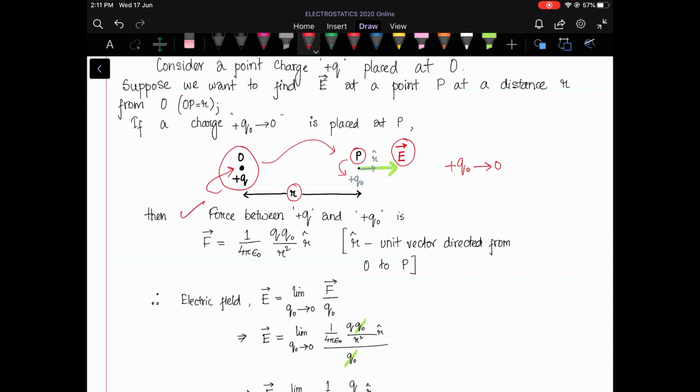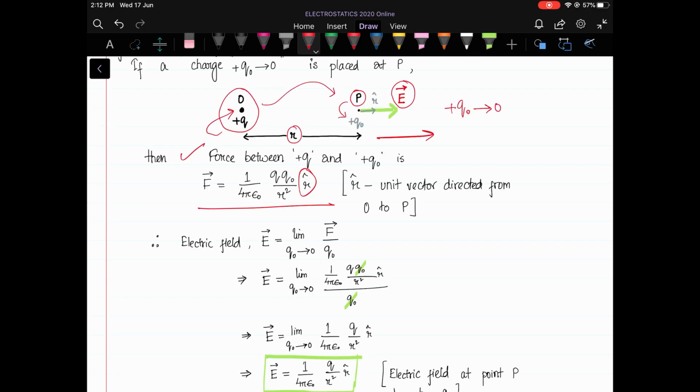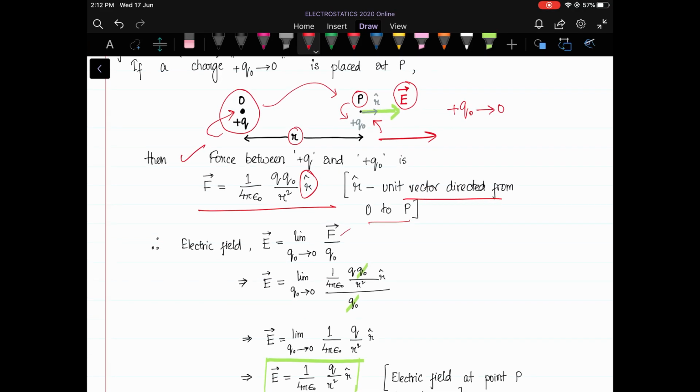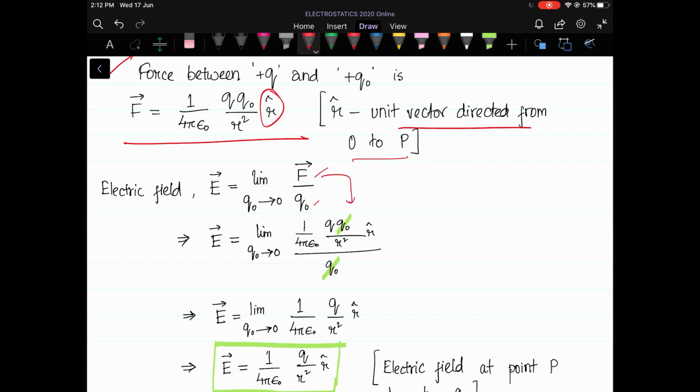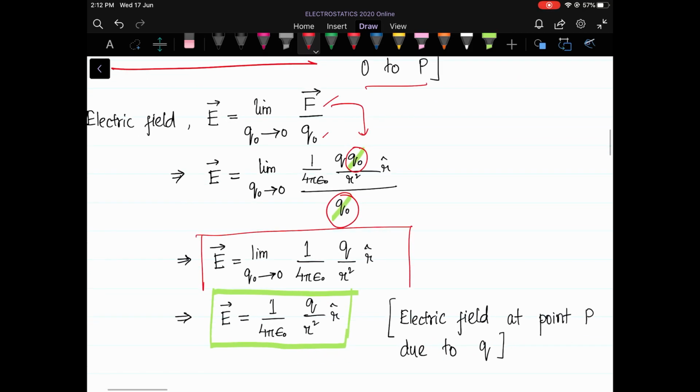On calculating the force between them, we get 1 by 4 pi epsilon naught Q times Q naught by R square, in some direction R naught. As this test charge will be repelled, the direction of this force will be from O towards P. Now we have defined electric field to be the amount of force experienced by the test charge per unit test charge. When we put the value of force, we cancel out the test charge appearing in numerator and denominator, and we will be left with this formula here.